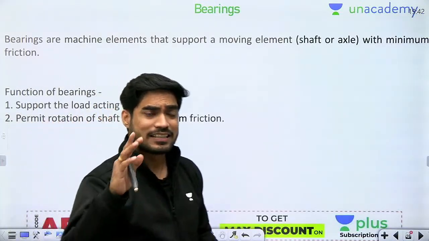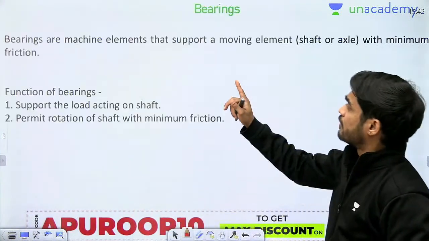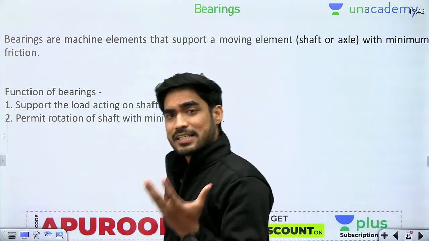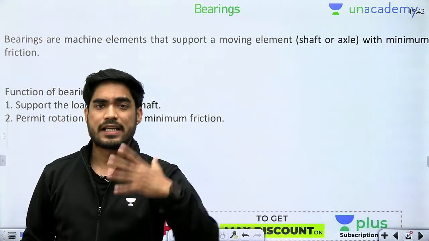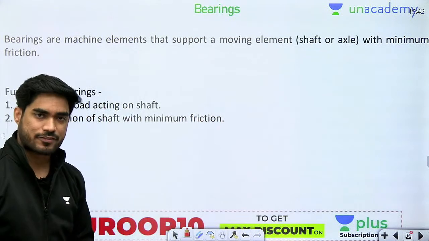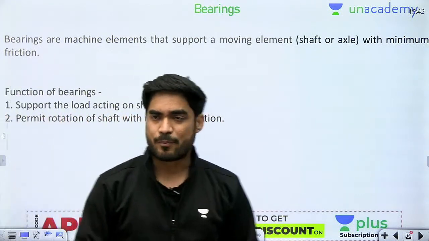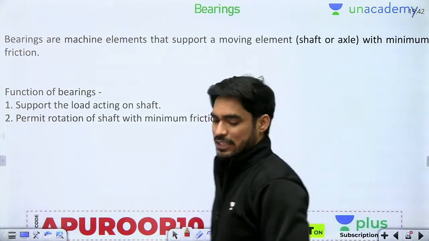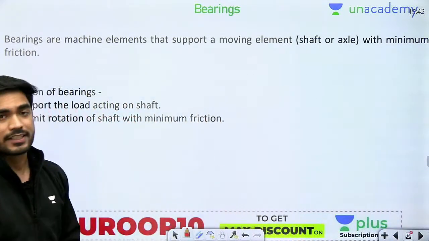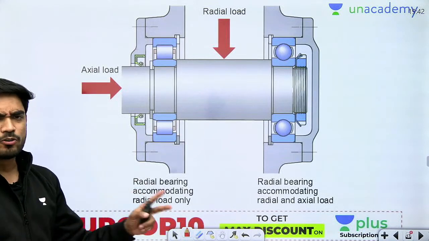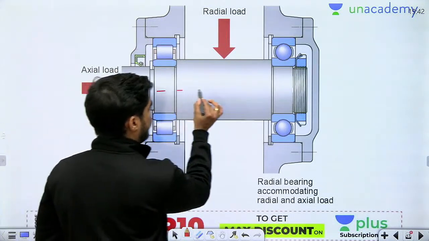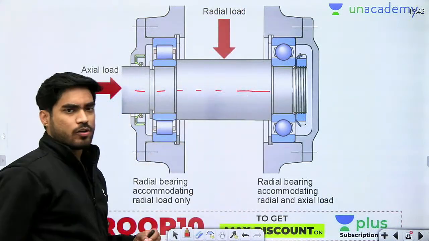So we started the design process of bearings. What is a bearing? It is used to support machine elements which are rotating, such as axles or shafts. Its objective is to support the load acting on the shaft and to permit the rotation of the shaft with minimum friction. And there are 2 types of load acting on the shaft: axial load in the direction of the length, and radial load perpendicular to the length.